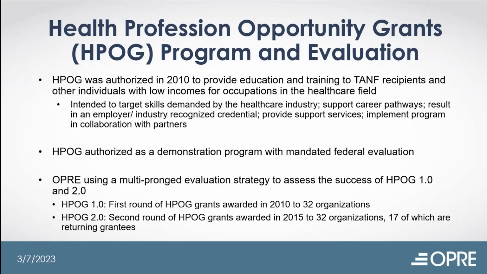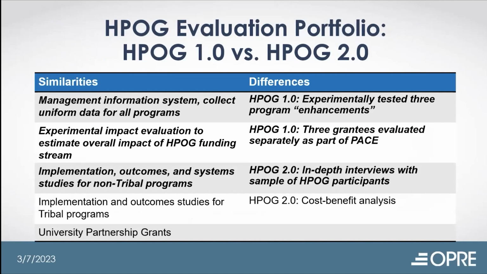HPOG was authorized as a demonstration program with a mandated federal evaluation. And so our office, OPRE, is using a multi-pronged evaluation strategy to assess the success of HPOG 1.0 and 2.0. So HPOG 1.0 is the grants that were awarded in 2010. They were given to 32 organizations, including 5 tribal organizations. HPOG 2.0 was awarded in 2015, again to 32 organizations. 17 of those 32 are returning grantees, which means they were part of HPOG 1.0 and are again part of HPOG 2.0.